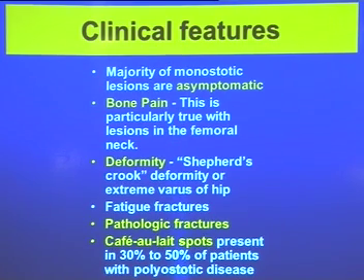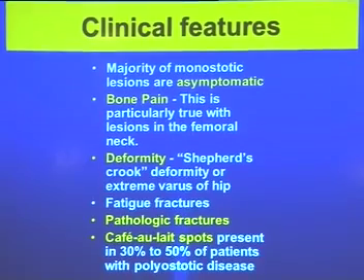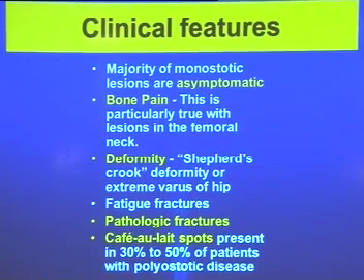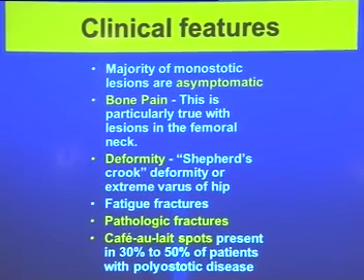Bone pain, especially when the lesion is around the neck of the femur, these are prone to cause bone pain. Deformity is well known, especially in the polyostotic variant: the shepherd's crook deformity or extreme varus of the hip. Patients can have pain which is unexplained, but which is because of fatigue fractures, because the bone is weak and the bone fractures on stress.